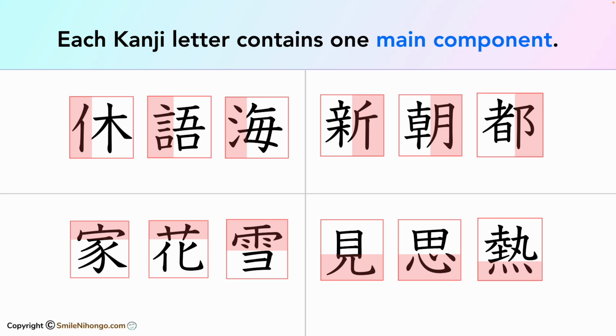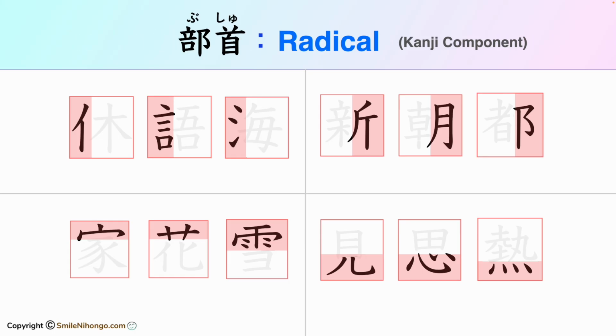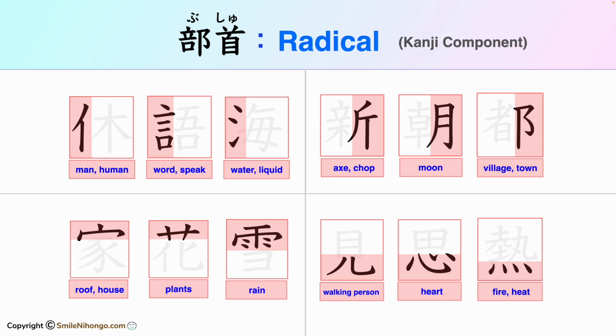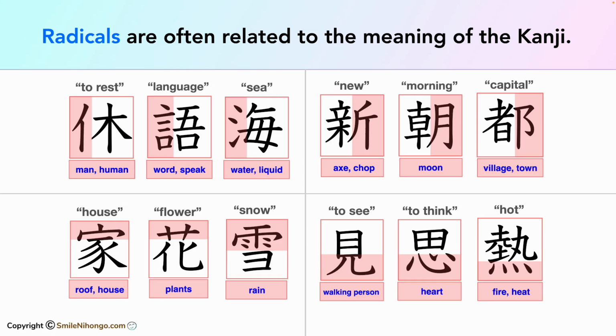こんにちは、ゆうこ先生です。Each kanji letter contains one main component, like this. They are called radicals or bushu in Japanese. These components have meanings, and in many cases, they are related to the meaning of the kanji.